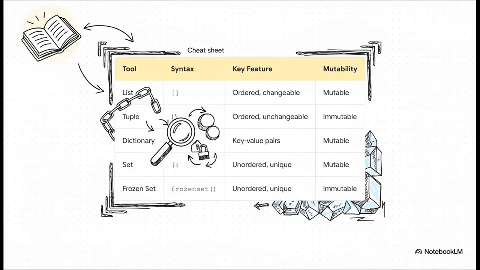And here it is. This is your ultimate cheat sheet. If you need a collection that's ordered and you need to change it, grab a list. If it needs to be ordered but you want to protect it from changes, use a tuple. Need super fast lookups using words or keys? Dictionary is your best friend. And if you just need to make sure you only have unique items, use a set if you need flexibility, or a Frozenset if you need it to be rock solid and reliable.